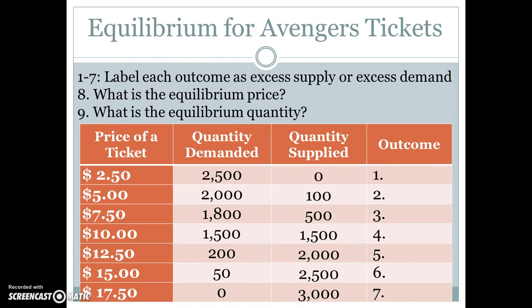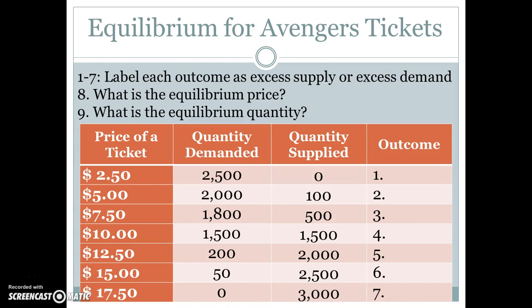at that price. Quantity demanded is 2,500, but quantity supplied, the number of movie tickets that movie theaters want to sell at that price, is 0. That means that there's a lot more quantity demanded than quantity supplied, which is the definition of excess demand, or a shortage. Everyone wants to buy at that price, but no one wants to sell at that price. That's a shortage. So the outcome would be a shortage or excess demand.